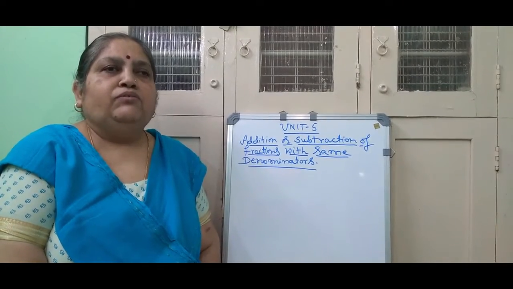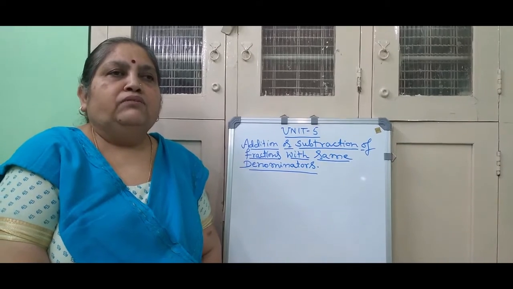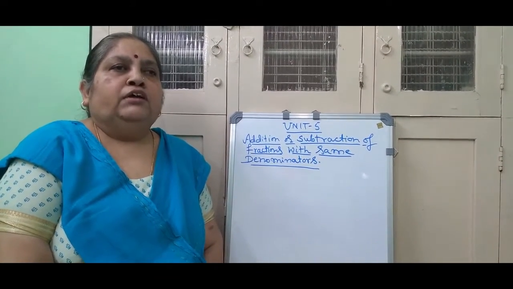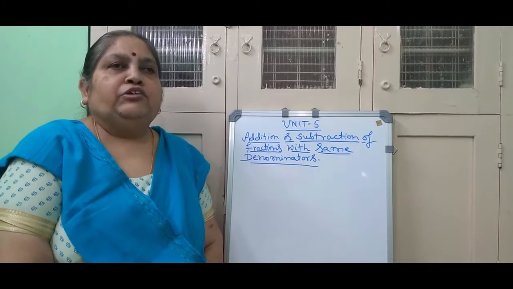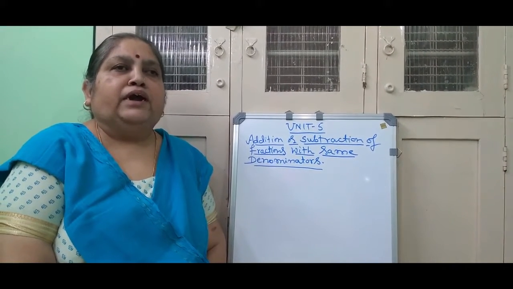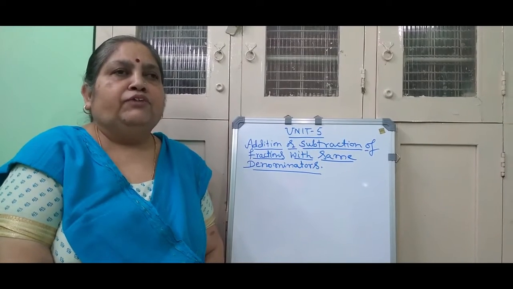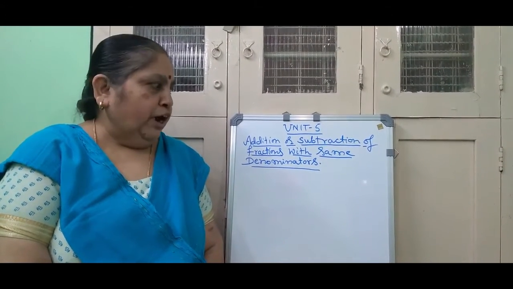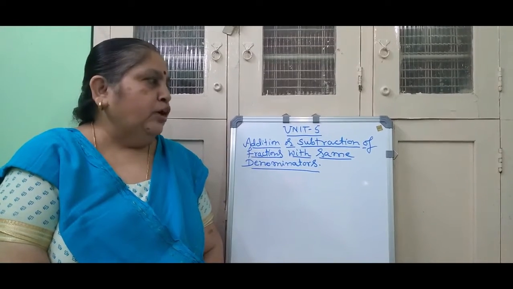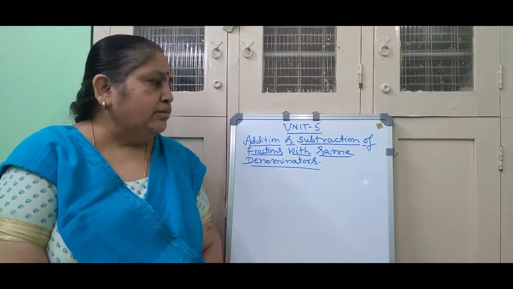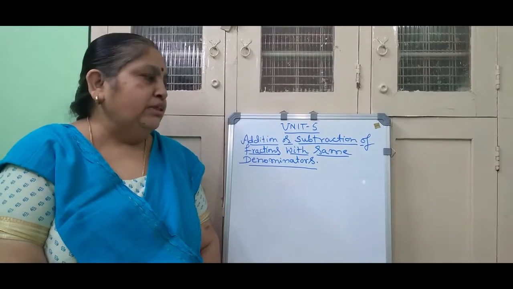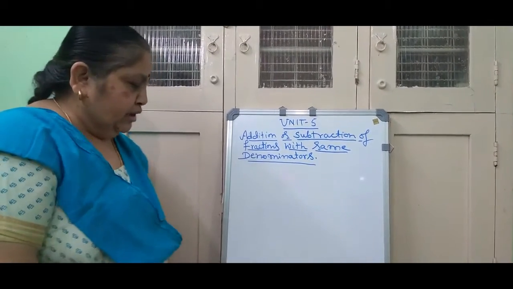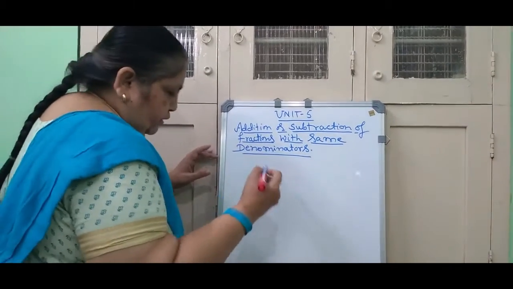Welcome to Universal Blocks. In our teaching session, in Unit 4, we had introduced the ascending order and the descending order of the fractions. Now, in this Unit 5, I am going to tell you about the addition or subtraction of fractions with same denominators.